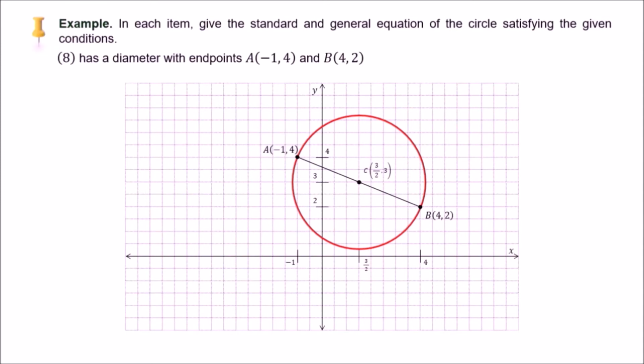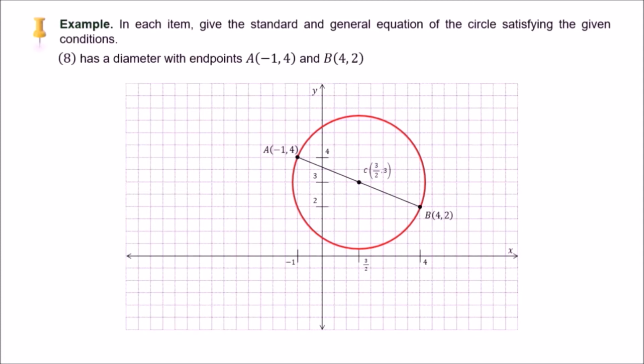As for the radius, we can make use of the standard form of the equation of a circle and use any 2 points along the line A, C, and B and use their coordinates in the equation. We could use either A and C, or we could use B and C. As for this example, the radius is determined using the line segment AC. Substituting the coordinates of A and C in the standard form, we'll have the square root of (3/2 - (-1))² + (3 - 4)².